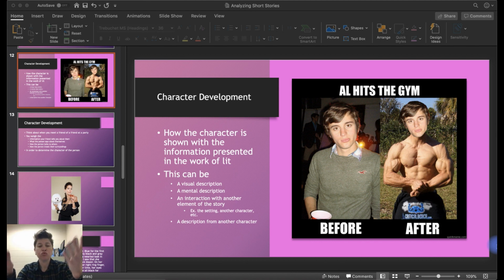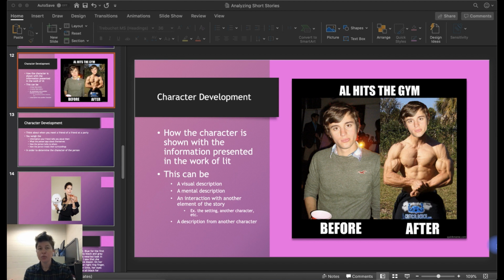Could also be a mental description, right? It could be something about how they react to certain situations. It could be, if it's third person omniscient, right? It could be talking about what they're thinking. It gives a description of this character. And then it could also be an interaction with another element of the story, right? It could be how the character interacts with the setting, how they interact with another character, any of those things.